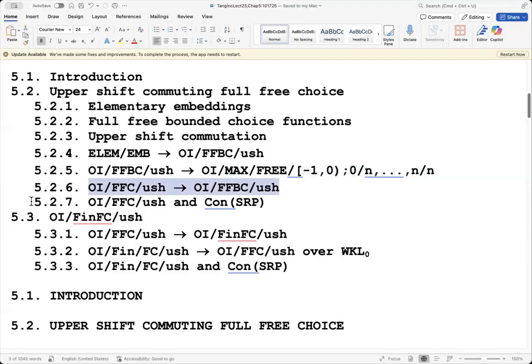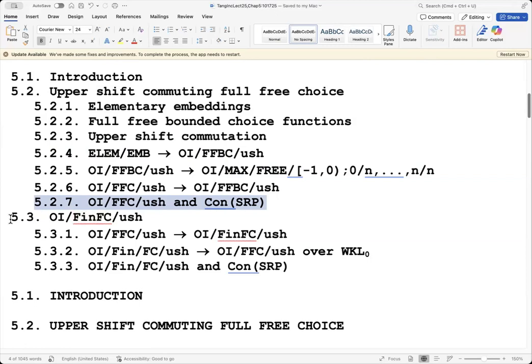All right. And so from all this, we get what we want, which is that this infinite statement here, without the B, is equivalent to Con SRP over WKL naught, and it implies Con SRP over RCA naught. So you get what you expect. And that's the infinite theory, and that's nice. It's OI slash FFC slash US slash upper shift, a nice infinite statement using functions instead of invariant maximality.